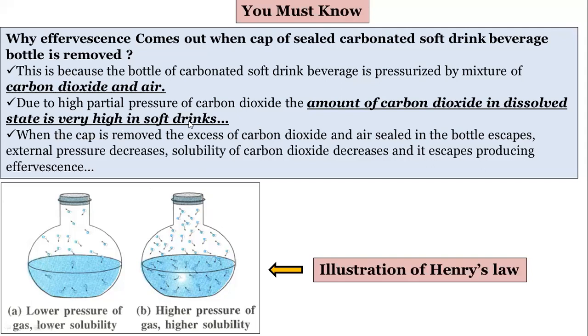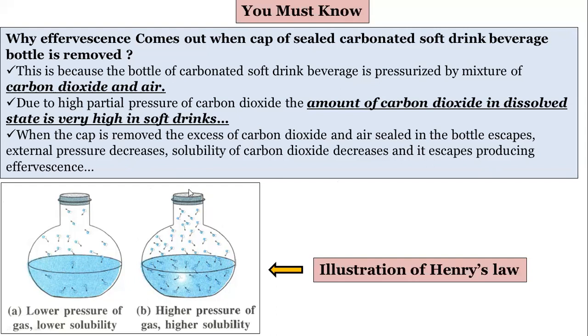So what happens when the pressure is released? When we remove the cap, the pressure is immediately released, and the dissolved carbon dioxide comes out in the form of effervescence. When the cap is removed, the excess carbon dioxide and air in the sealed bottle escapes, and the external pressure also decreases. So the solubility of carbon dioxide decreases, and we see the effervescence as the carbon dioxide comes out.